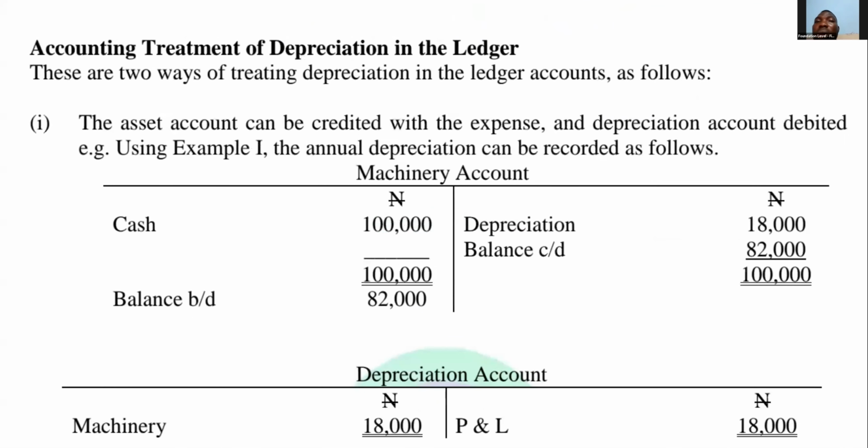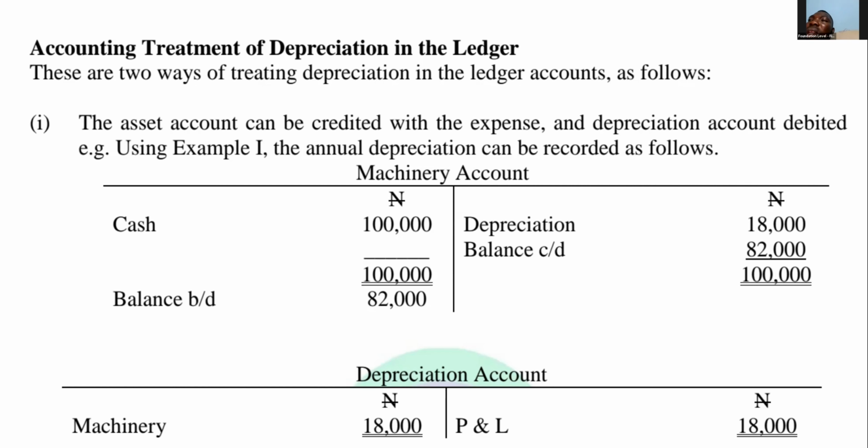we now move on to what we call the accounting treatment of depreciation in the ledger. We have done the methods of calculating depreciation. Now let's talk about how we treat depreciation. Remember, we are under subsequent measurement. We want to look at the first year we have recognized it, what happened for that year, what happened in the second year, what happened in the third year. That's what we're going to look at now.